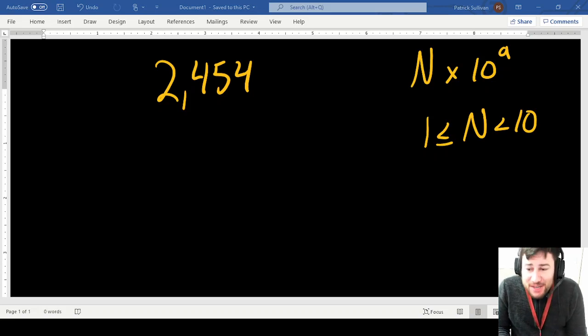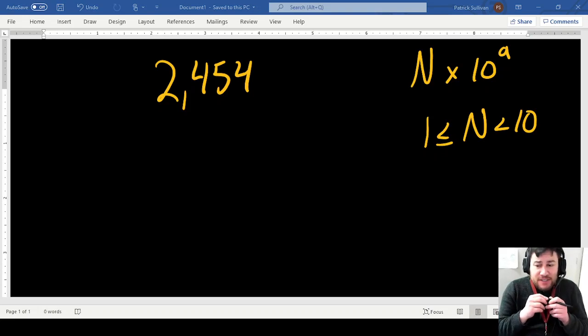All right, so welcome to the basics of converting between standard notation and scientific notation. The number I have written here, 2,454, is expressed in standard notation. That's how most people express numbers.